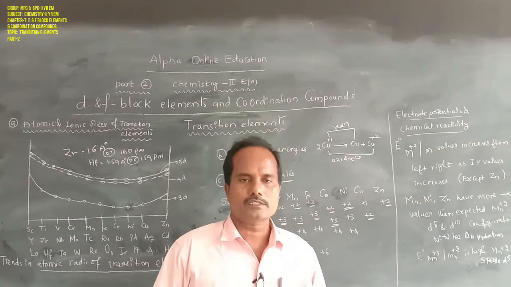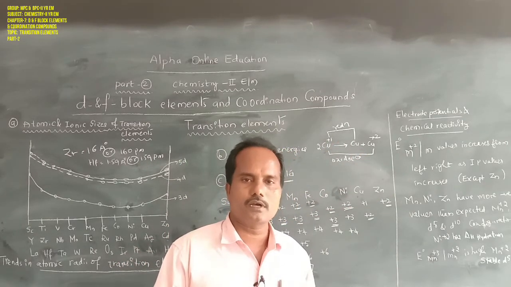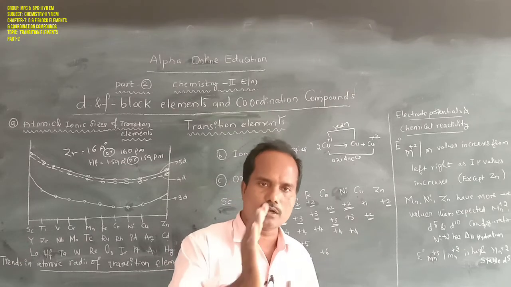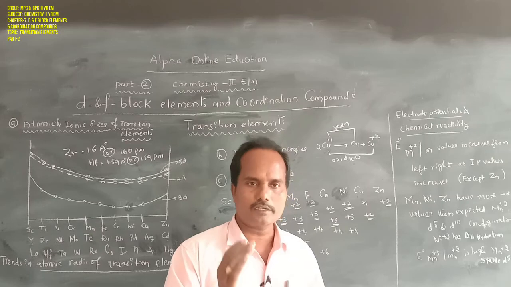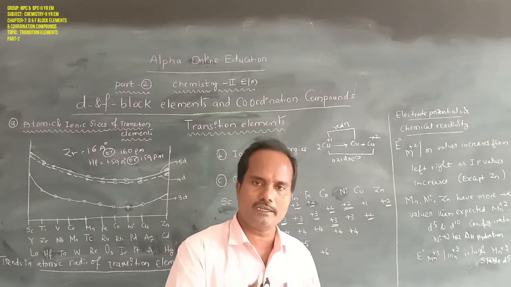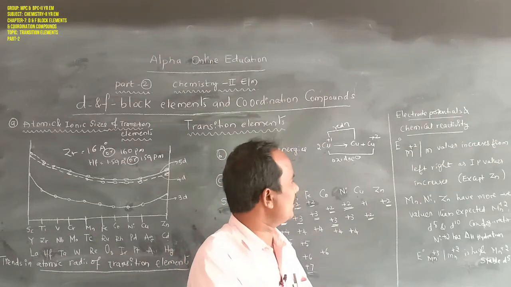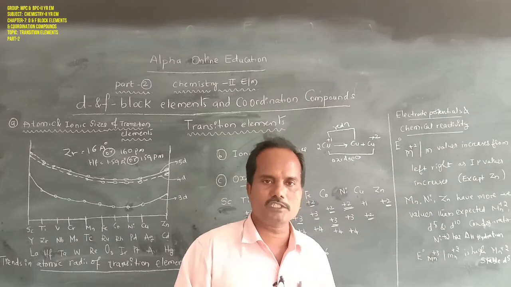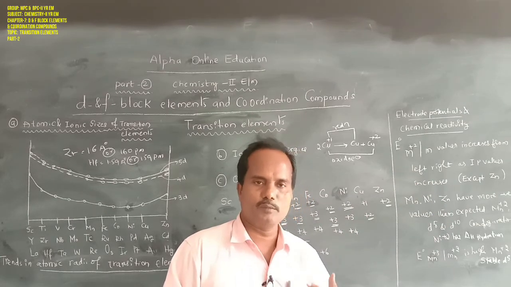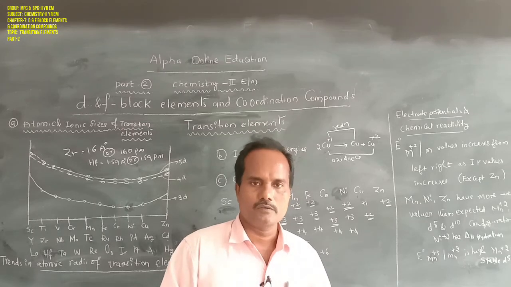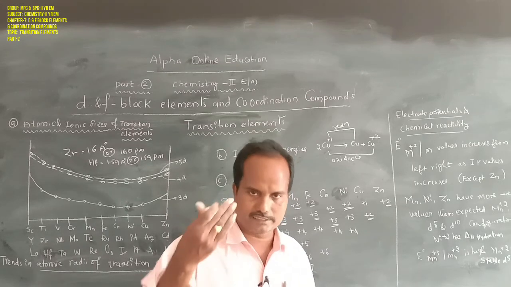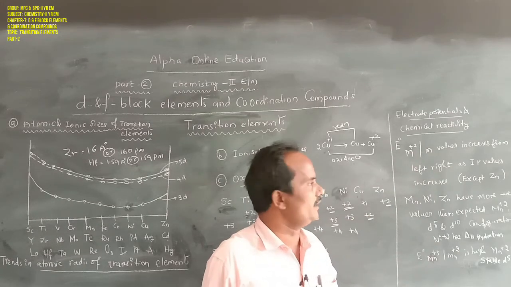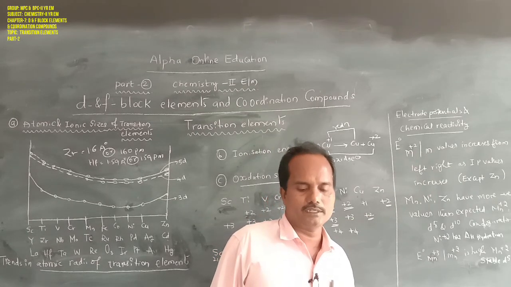When standard reduction potential values are positive, they act as oxidizing agents. When they are negative, they act as good reducing agents, which means they can liberate hydrogen gas from aqueous acids. So this is the chemical reactivity of transition elements. This is enough.